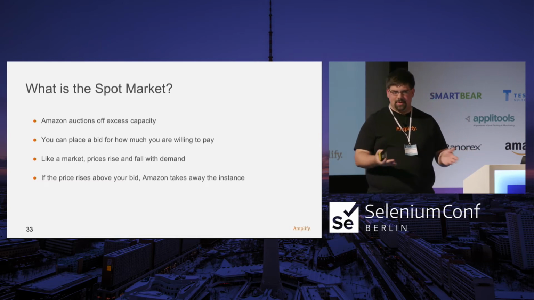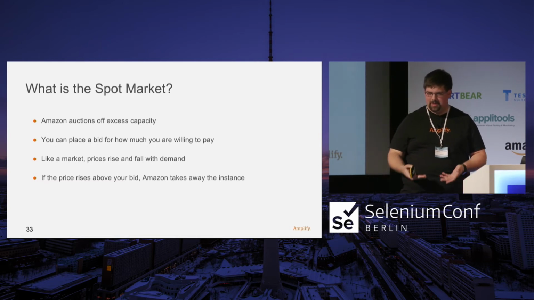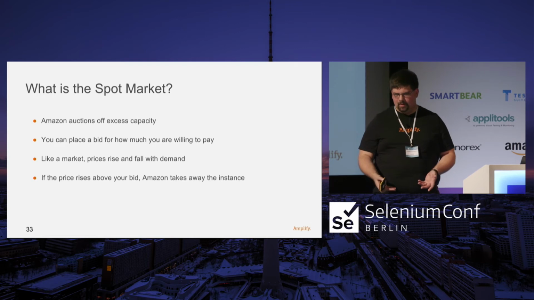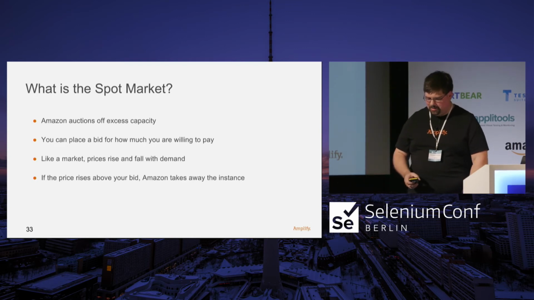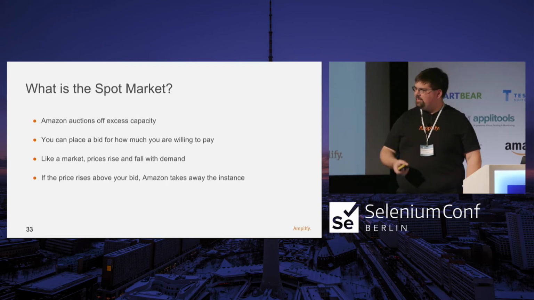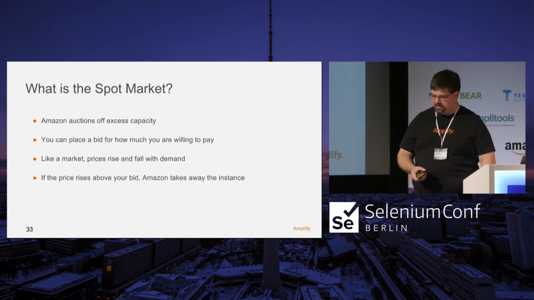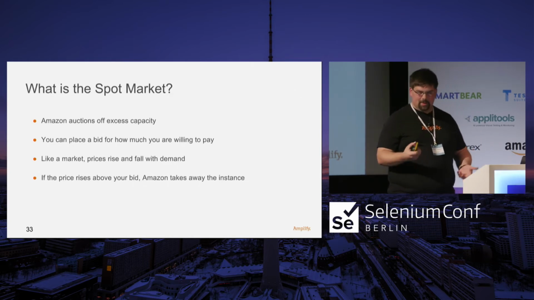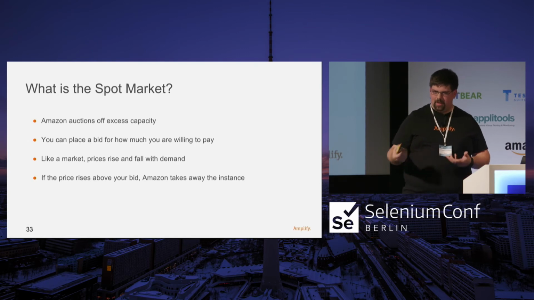So they say, okay, these 20 servers, no one wants to buy them for the 10 cents an hour it costs to run them. What are you willing to pay? And you can place a bid. You can say, well, I'll give you 5 cents for those servers. And Amazon can say, deal. But it's like a market. So basically, prices can rise and fall with demand.